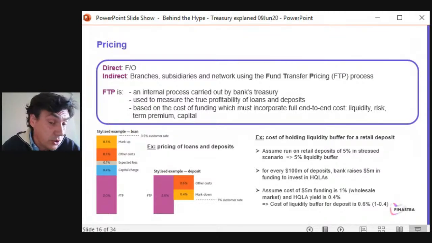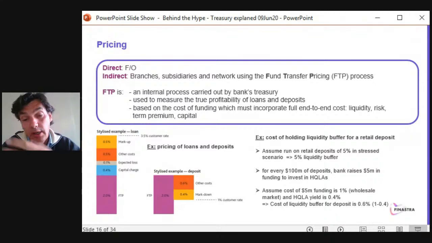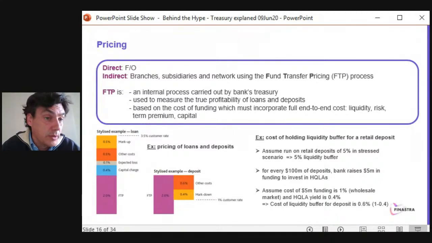So the treasurer of a corporate calls the Treasury of the bank and asks, okay, can you lend me some money for 1 month? This is what I call direct pricing. It's made by the front office, and the trader will be able to provide a price. He will say, okay, 1 month dollar, I can lend you $1 million at, I don't know, 0.35%. So that's going to be the price.